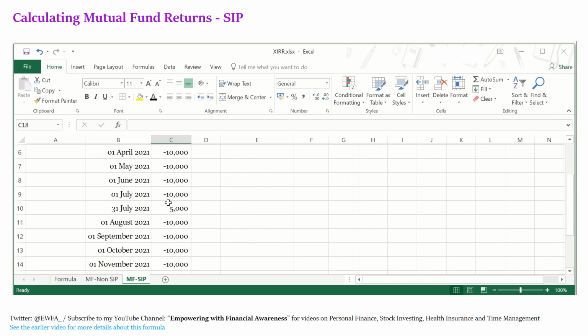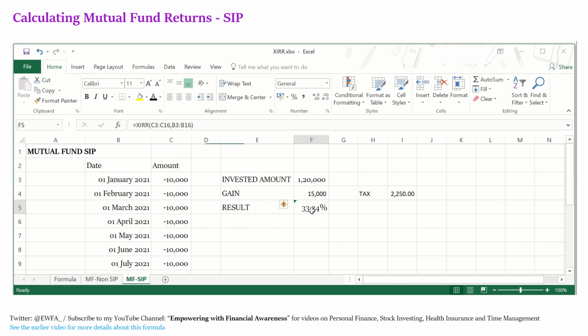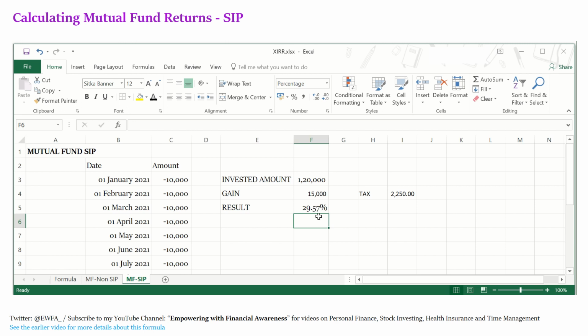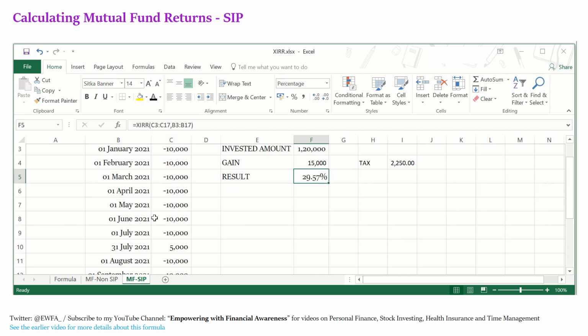So you can add any number of iterations or any number of possibilities in these transactions, and you can get the results here dynamically, but only ensure that your formula covers the entire range of the transaction. See, now I enter the last value 2250, it's not getting covered, and hence it will not give an accurate result. So I need to extend this formula to cover this range as well. Once done, whatever was 33.24 percentage now becomes 29.57 percentage. So like that you can do it for 36 months. If you have done a SIP for 36 months, you can bring in all the values here and calculate the XIRR.